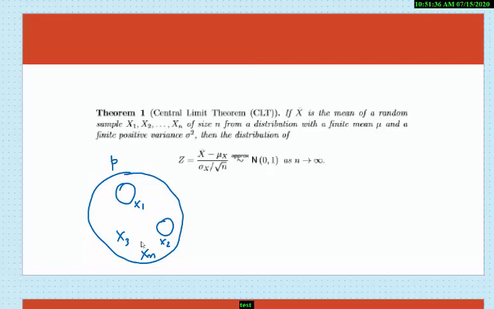I'm sorry, these are not samples. These are points in the specific population. So if I consider a population P and I take these points from x1 to xn, and I consider these right here to be a sample S, and the size of this sample S is equal to n, then what I know is that x bar is the mean of this sample S.